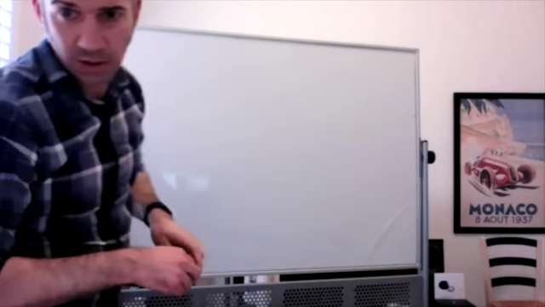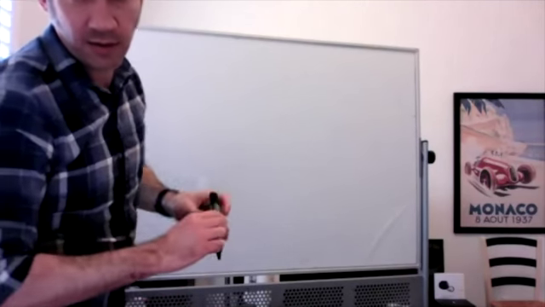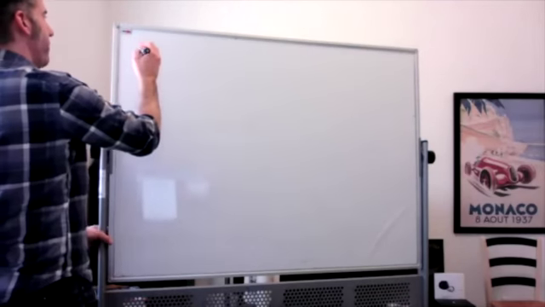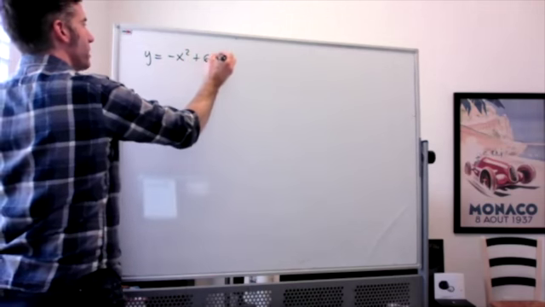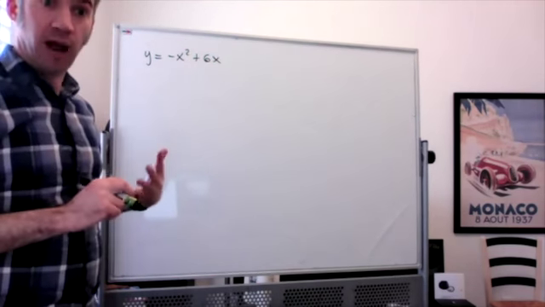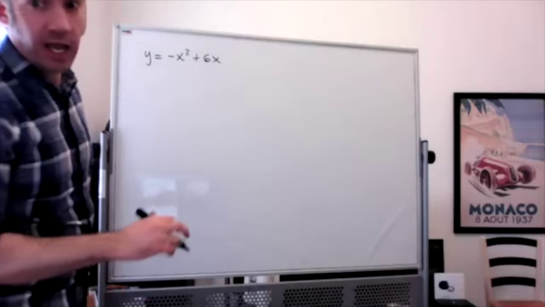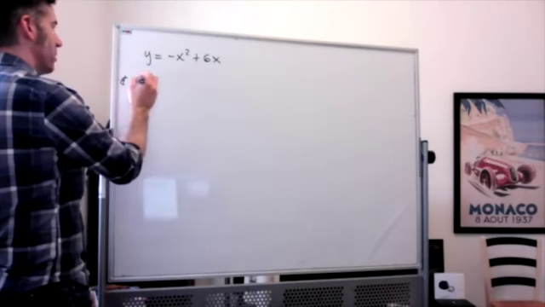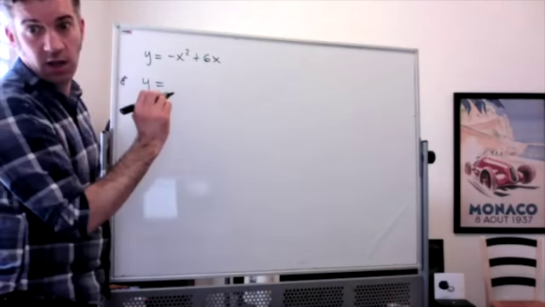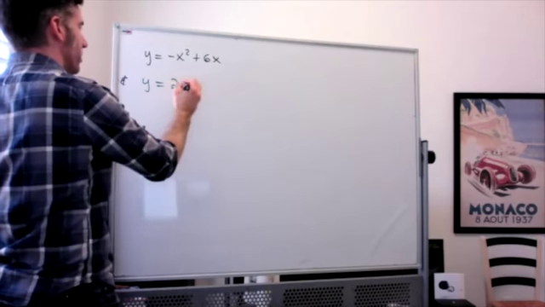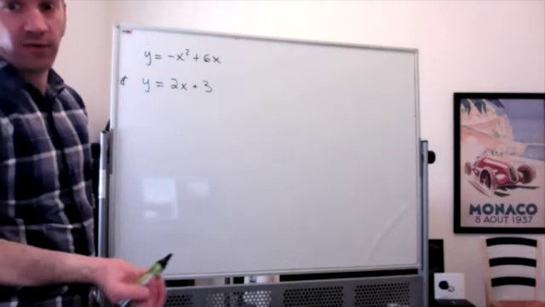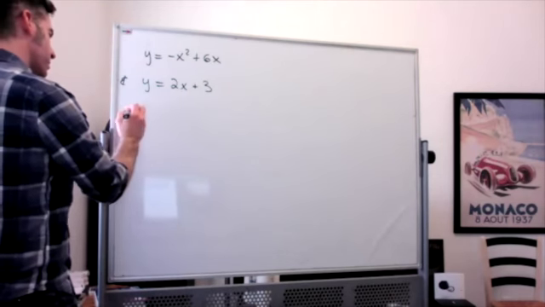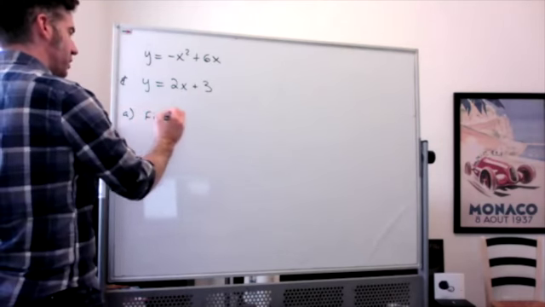So let's say we've got two things. We've got the equations y equal to negative x squared plus 6x, which is definitely a parabola that opens downwards. And we've also got y equal to 2x plus 3, which is a line. And first and foremost, I want to find the points of intersection.